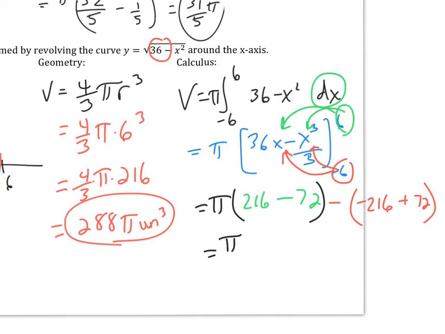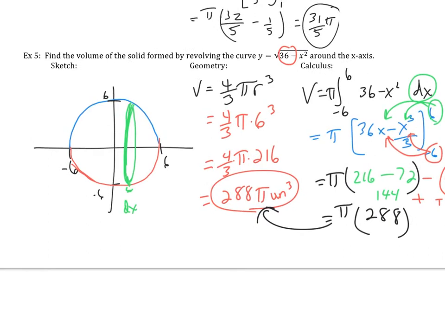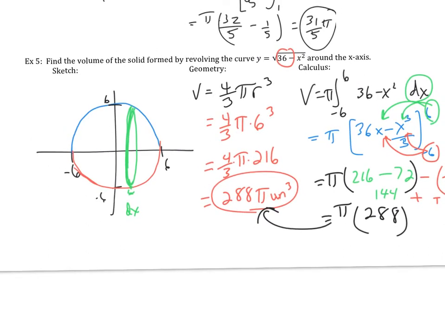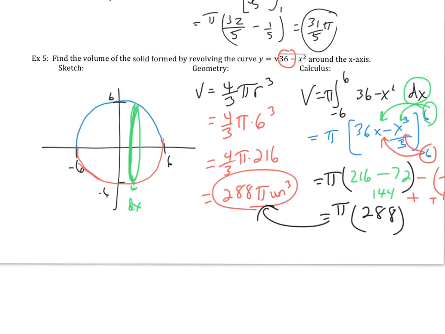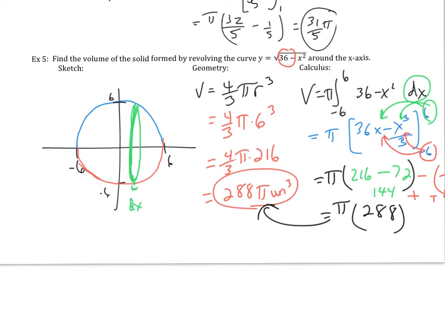Simplifying that, 216 minus 72 is 144. I have a -144, but I'm subtracting a -144, which ends up with adding it. So I'm getting altogether 288 times pi, which is the exact same thing that we got over here for my volume. Okay, of course, the calculus way was longer, but I wanted you to see just a different example of where the geometry gives me the same answer as what my new method of integrating is getting me.